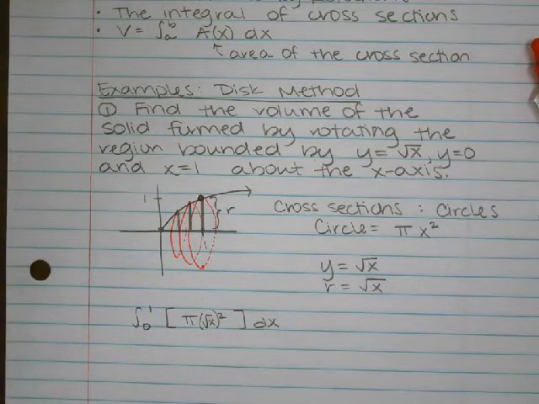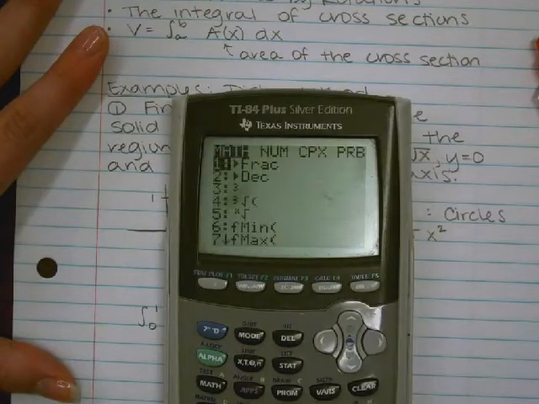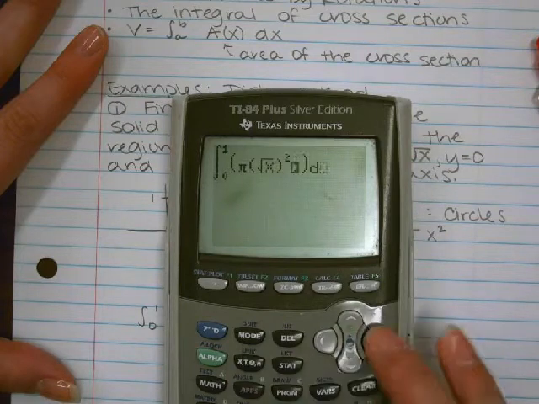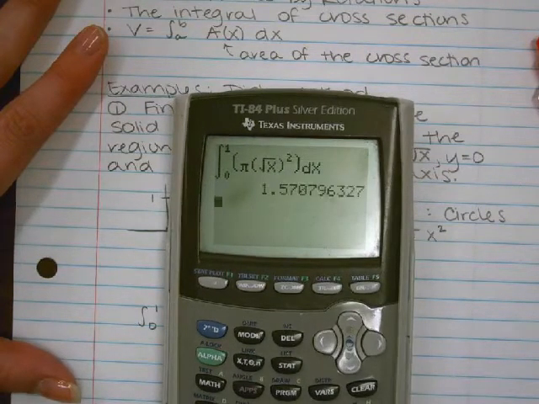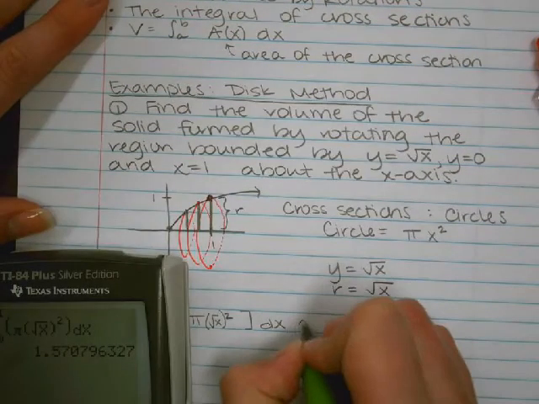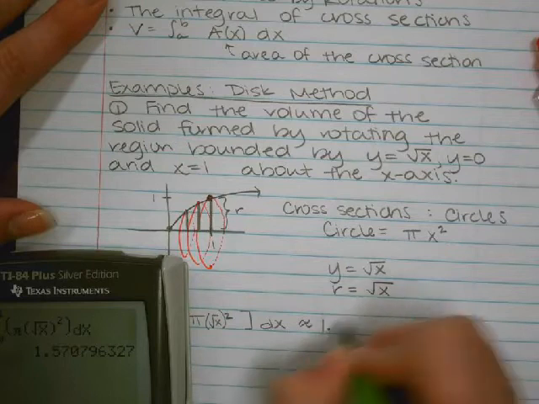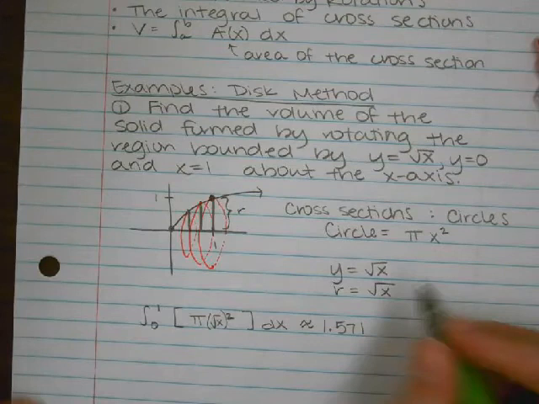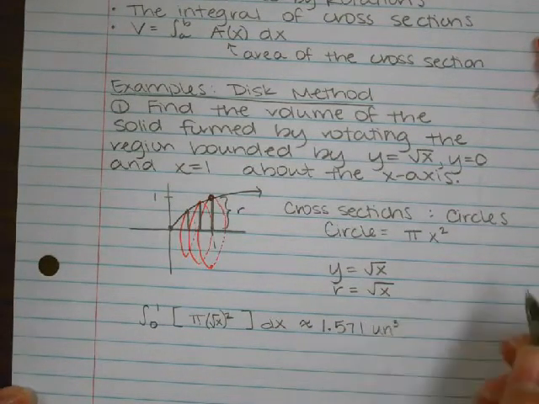I could do this by hand, but at this point I think it's safe for us to use a calculator to solve some of these. So Math 9 from 0 to 1 of pi times square root x squared dx is 1.571. All right, and we could put units cubed on it because we do know that it's a volume.